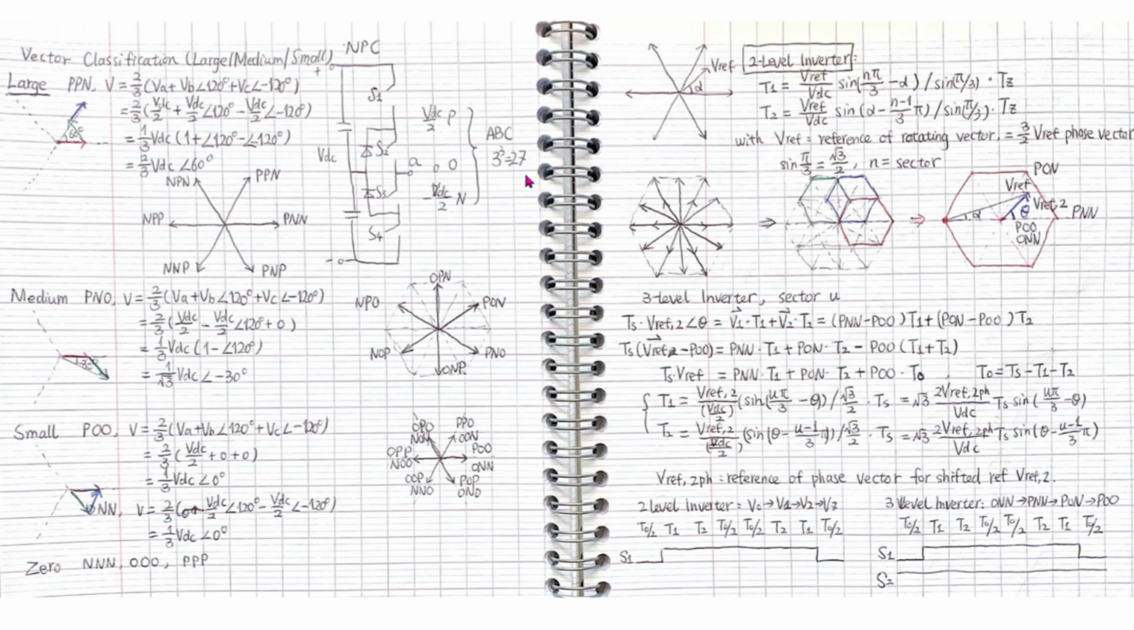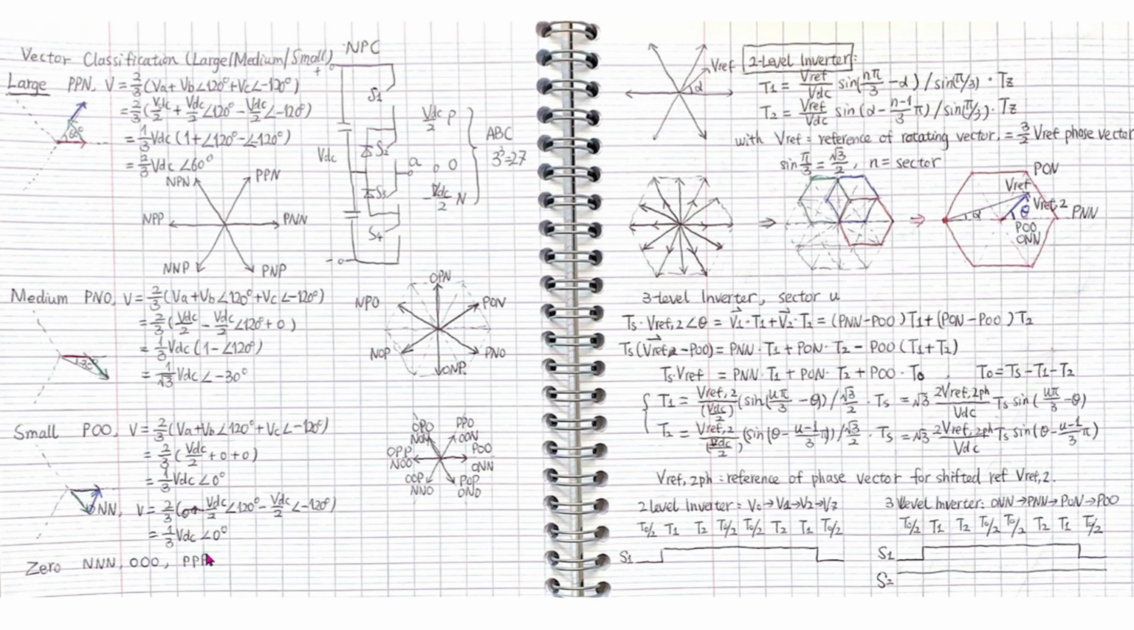We can use three letters to write down the ABC phase voltages: level P for positive, N for negative, and O for 0. And these vectors can be grouped by length: large, medium, small, with 3 zero vectors.